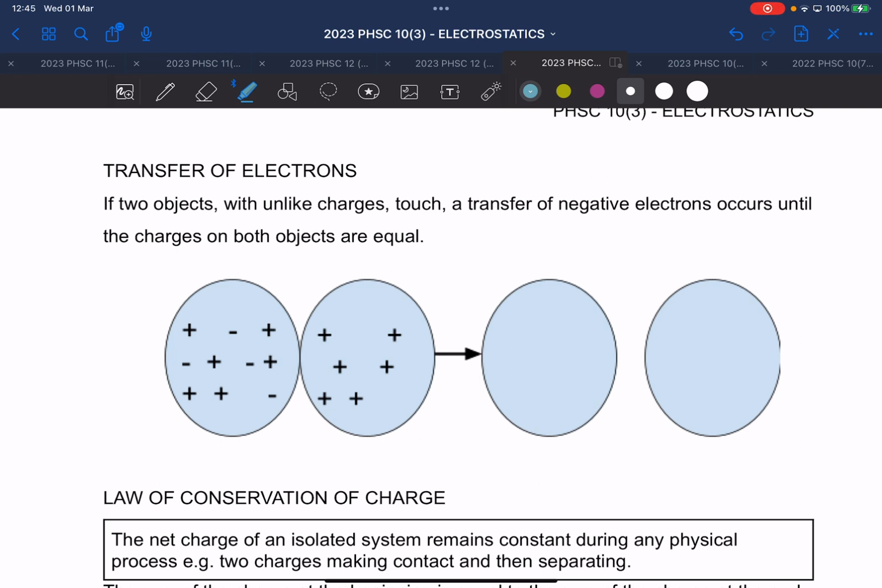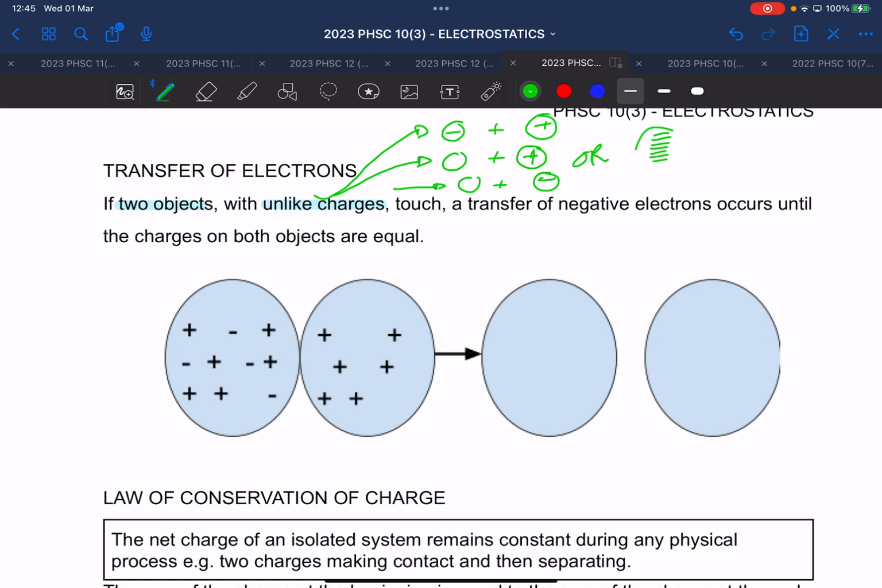All right. Transfer of electrons. So when you have two objects with unlike charges, I already said unlike can mean negative and positive, but it doesn't have to mean negative or positive. It can also mean neutral and positive, or neutral and negative, or very negative and a little negative. So it doesn't have to be positive and negative.